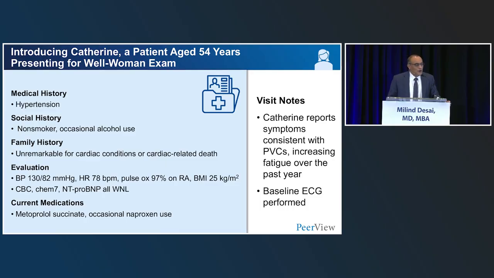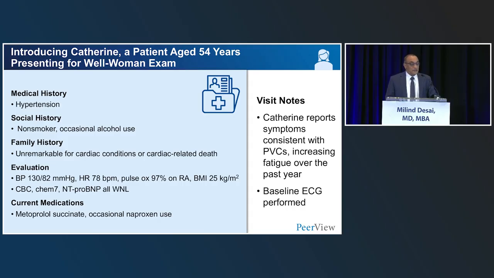Let us talk about Catherine, this young patient aged 54, presenting for a well-woman examination. Hypertensive, occasional alcohol use, no family history. Blood pressure is relatively okay. Heart rate is within normal limits. Body mass index, she's doing well, 25. Everything else, laboratory evaluation was unremarkable. And she's on metoprolol succinate and occasional naproxen use. Probably she has teenagers at home.